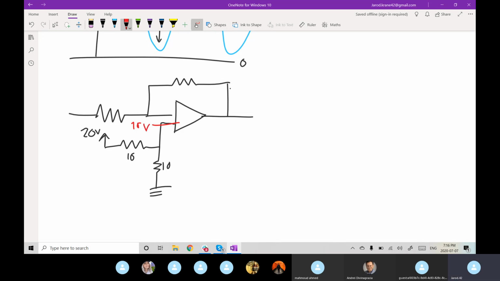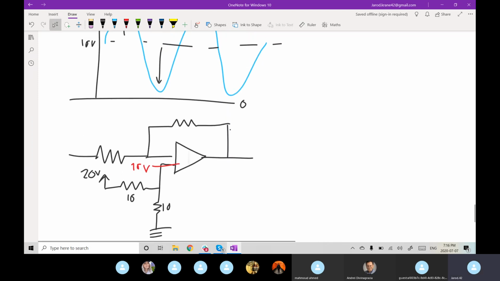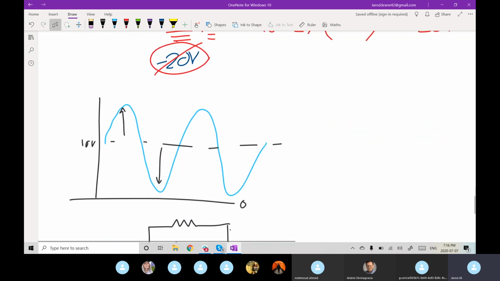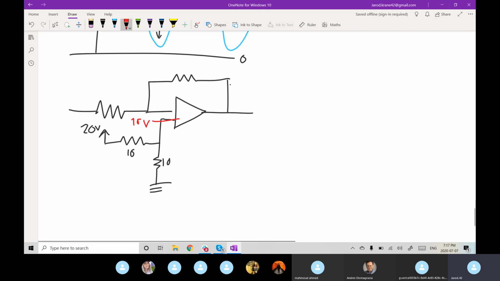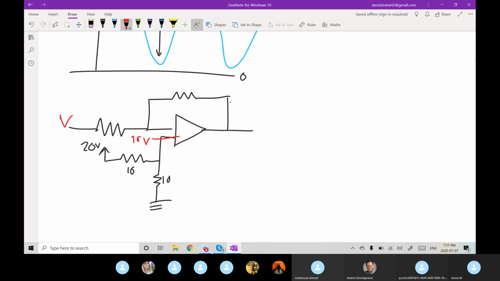Now what we're doing is we're changing the reference point. Instead of being ground like it was, which centered it around ground, we're now offsetting by 10 volts. We are now basically adding 10 volts to our input signal. So whatever V1 was now gets shifted up by this 10 volts.